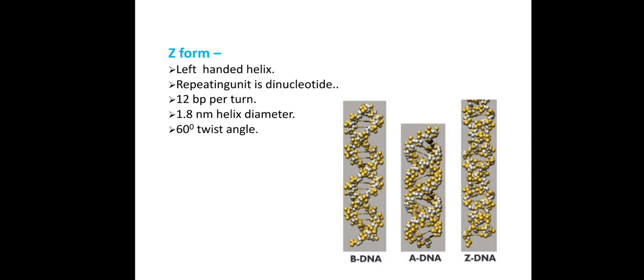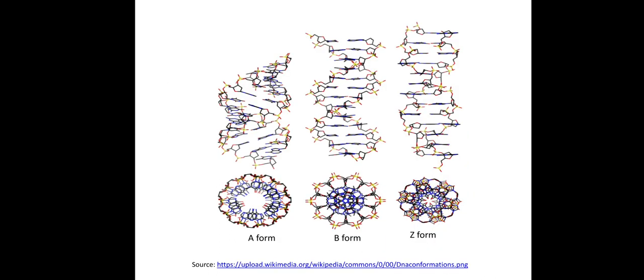So that's about the A, B and Z forms. This is how it appears in cross section. You can see how compactly it is arranged. A form, slightly irregular one, and then there is a B form, a highly stable form that we find in most of the organisms, and then there is a Z form, the zigzag nature of it. That's why it's called a Z form.